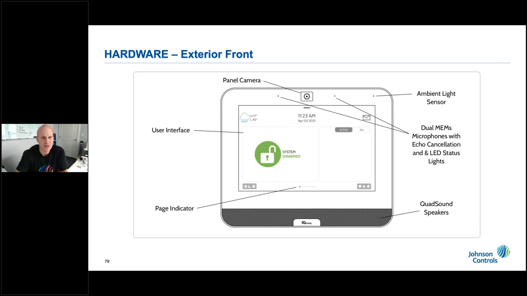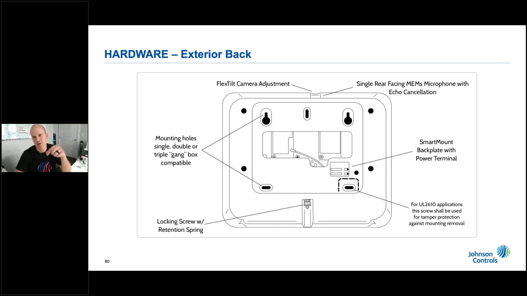If we flip it to the back, you get to see the flex tilt adjustment on top. We have a rear-facing microphone with echo noise cancellation and a rear-facing LED as well, right by that microphone, that kind of shines against the wall, which is nice. And then we have our wall plate here, which we call single, double, or triple gang box mounting, so it can kind of mount to all three. Here's a double, and you can see if I had a triple, it would line up with the triple gang box, so real flexible mounting from that perspective.